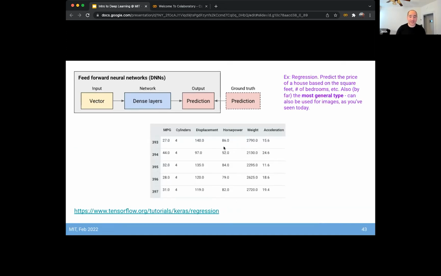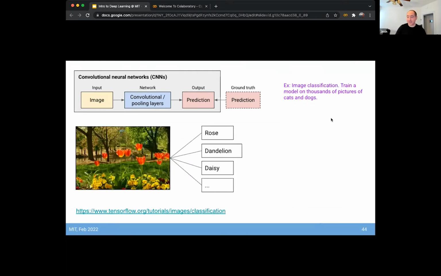An example of tabular data is trying to predict how many miles per gallon a car gets based on its horsepower and weight. Another classic example of tabular data would be housing prices, like what's the price of a house in Cambridge based on the distance from MIT, maybe the square footage, and the number of bathrooms.